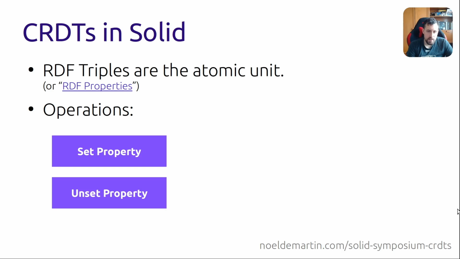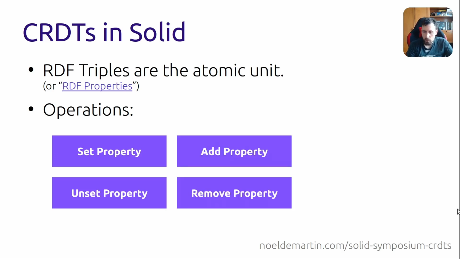So in our case, we can do everything in RDF just having these two operations, a set property and an unset property, which would create or remove an RDF triple. However, I also created a couple more that could be useful to improve this. For example, we have one to add property or remove property that instead of setting or unsetting a specific triple, they can add or remove triples from a specific property.